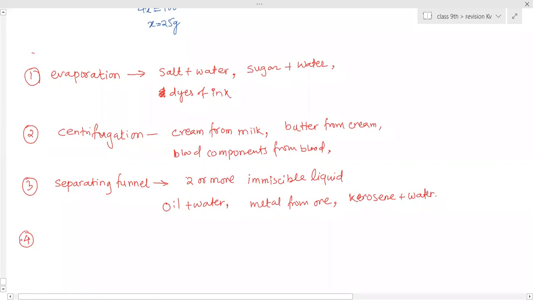What are you asking me? In the notebook, you've written something, ma'am. I have not written properly. Ma'am, in the separating funnel, we can even separate sawdust and water, no, ma'am? Sawdust and water. Yeah, for a better method, you can use the filtration method.